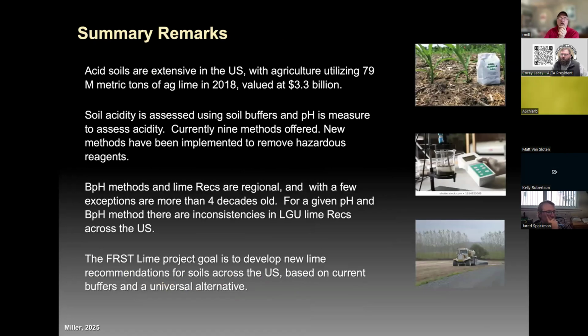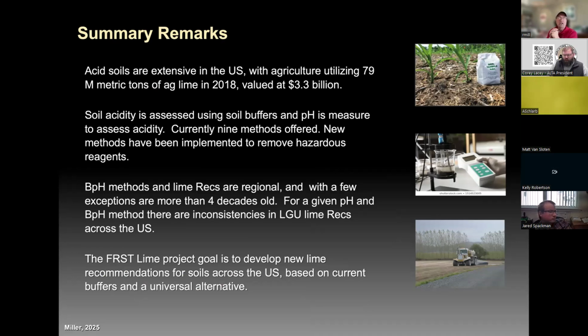So, okay, in summary, acid soils are extensive in the US. You don't realize this, but 20% of the soils going through labs in California are acid soils, whereas if I'm in North Carolina, like 80% of the soils are acid. It's a big deal. In 2018, that was valued at a $3.3 billion industry in terms of ag lime.